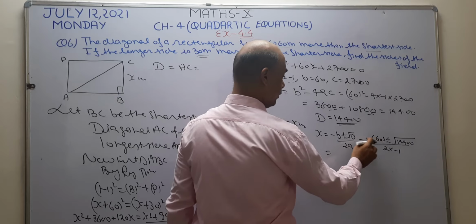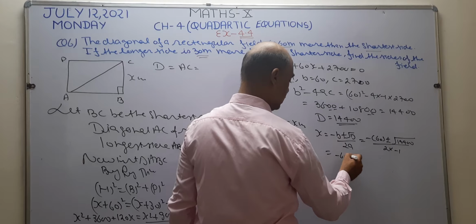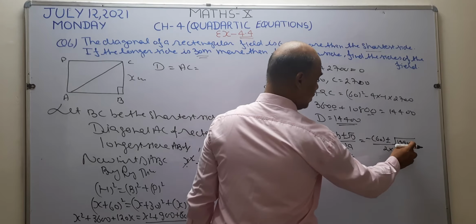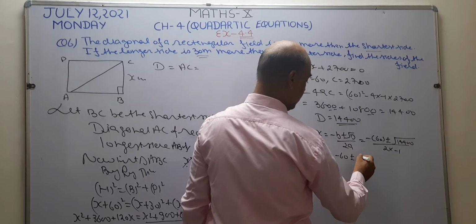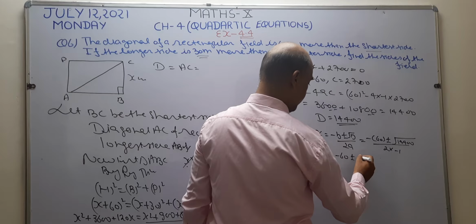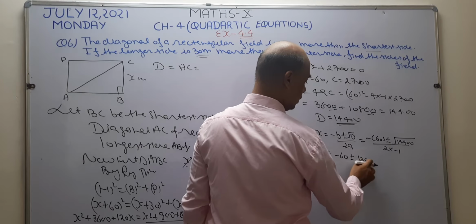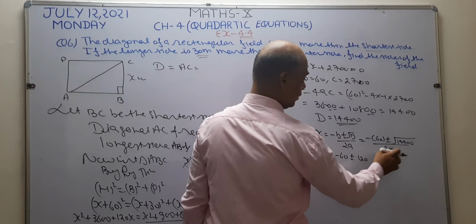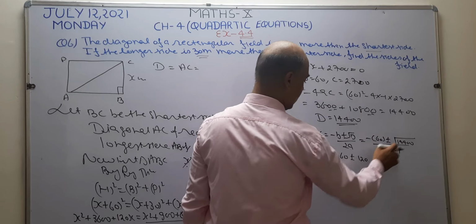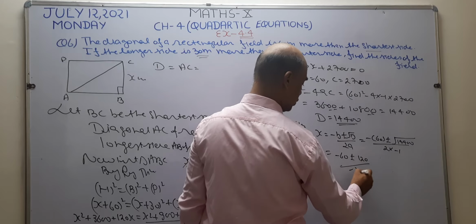See, the plus-minus sign is there. The square root of 14400 becomes 120. This is the square of 120. Okay, this is the square of 120. So I write here 120, and upon minus 2 is there.